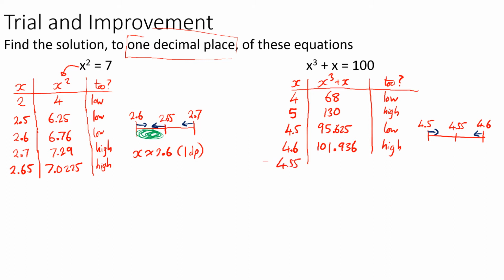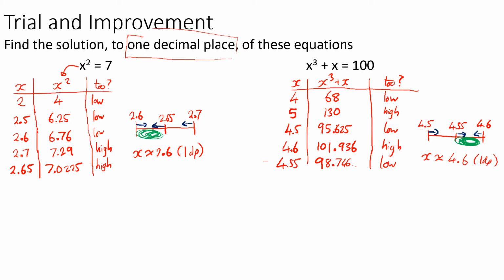And if we type all that in, we'll get 98.746. It kind of keeps going on, but the important thing is that it is smaller than 100. It is too low. So that means that the answer has to be bigger than 4.55. That means our answer is somewhere in this zone here. That means that x is closer to 4.6 to 1 decimal place.